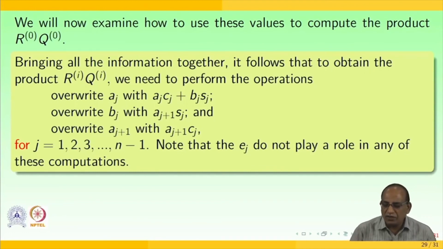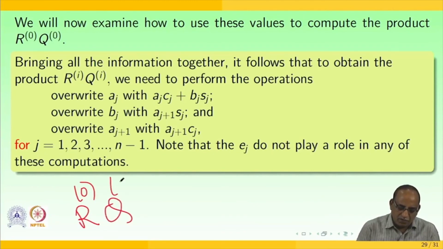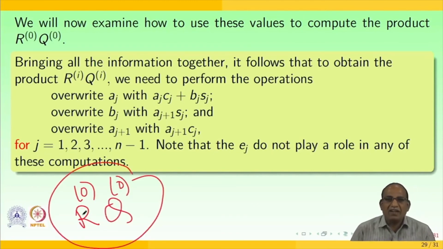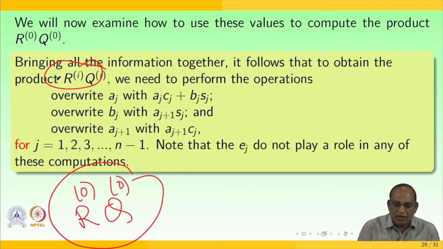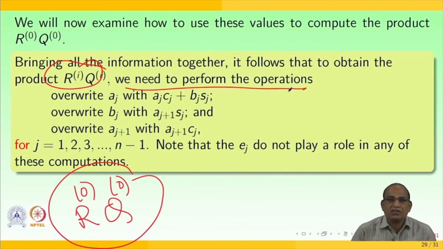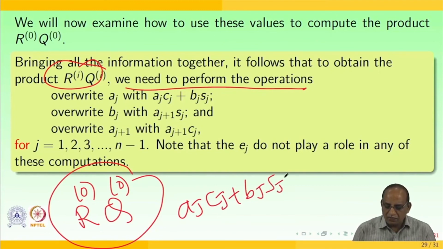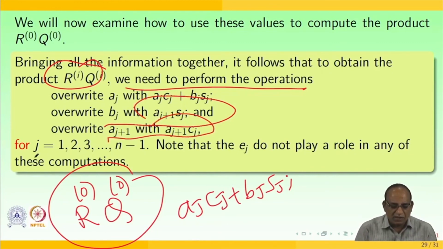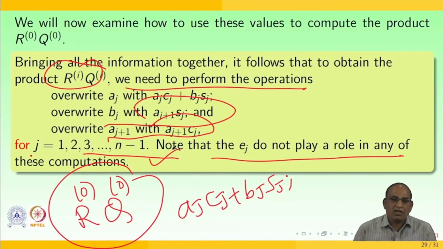We will examine how to use these values to compute the product R of 0 times Q of 0. Bringing all the information together, it follows that to obtain the product RiQi, we need to perform the following operations. Overwrite Aj with Aj Cj plus Bj Sj, overwrite Bj with Aj plus 1 Sj, and overwrite Aj plus 1 with Aj plus 1 Cj, for j equal to 1, 2, 3, and so on. Note that the Ej do not play a role in any of these computations.